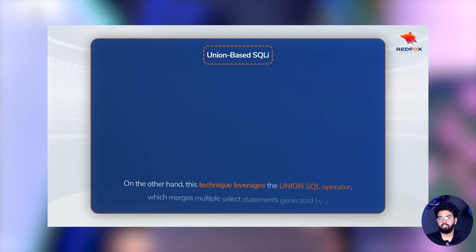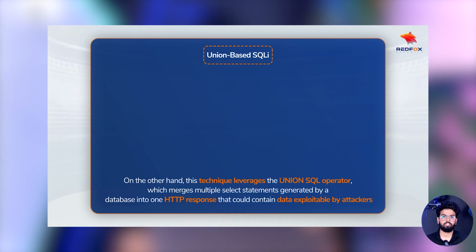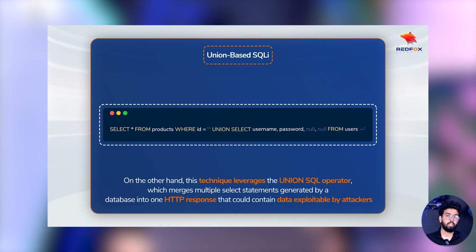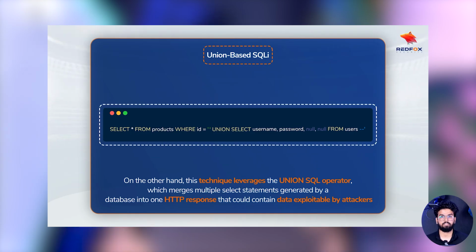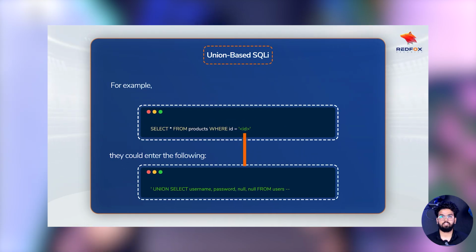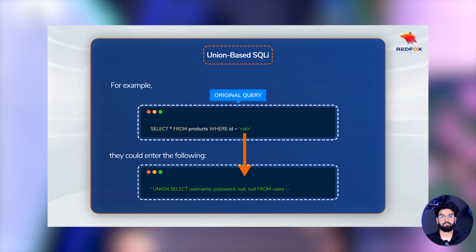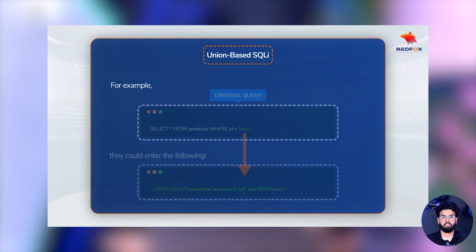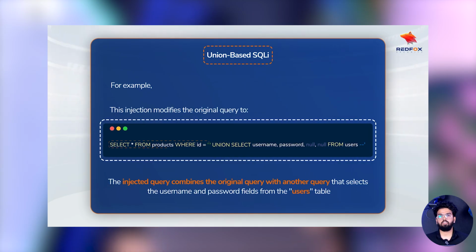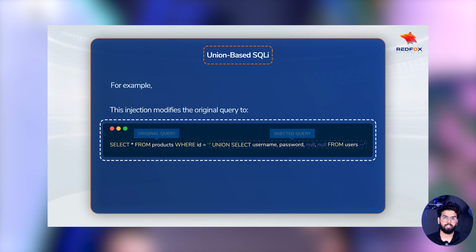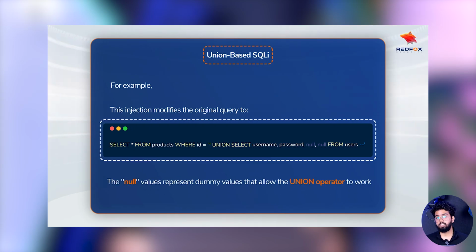Union-based SQLi, on the other hand, leverages the UNION SQL operator, which merges multiple select statements generated by a database into one HTTP response that could contain data exploitable by attackers. For example, if this is the original query, they could enter something like the following as shown on the screen. The injected query combines the original query with another query that selects the username and password fields from the user table. The null values represent dummy values that allow the union operator to work.